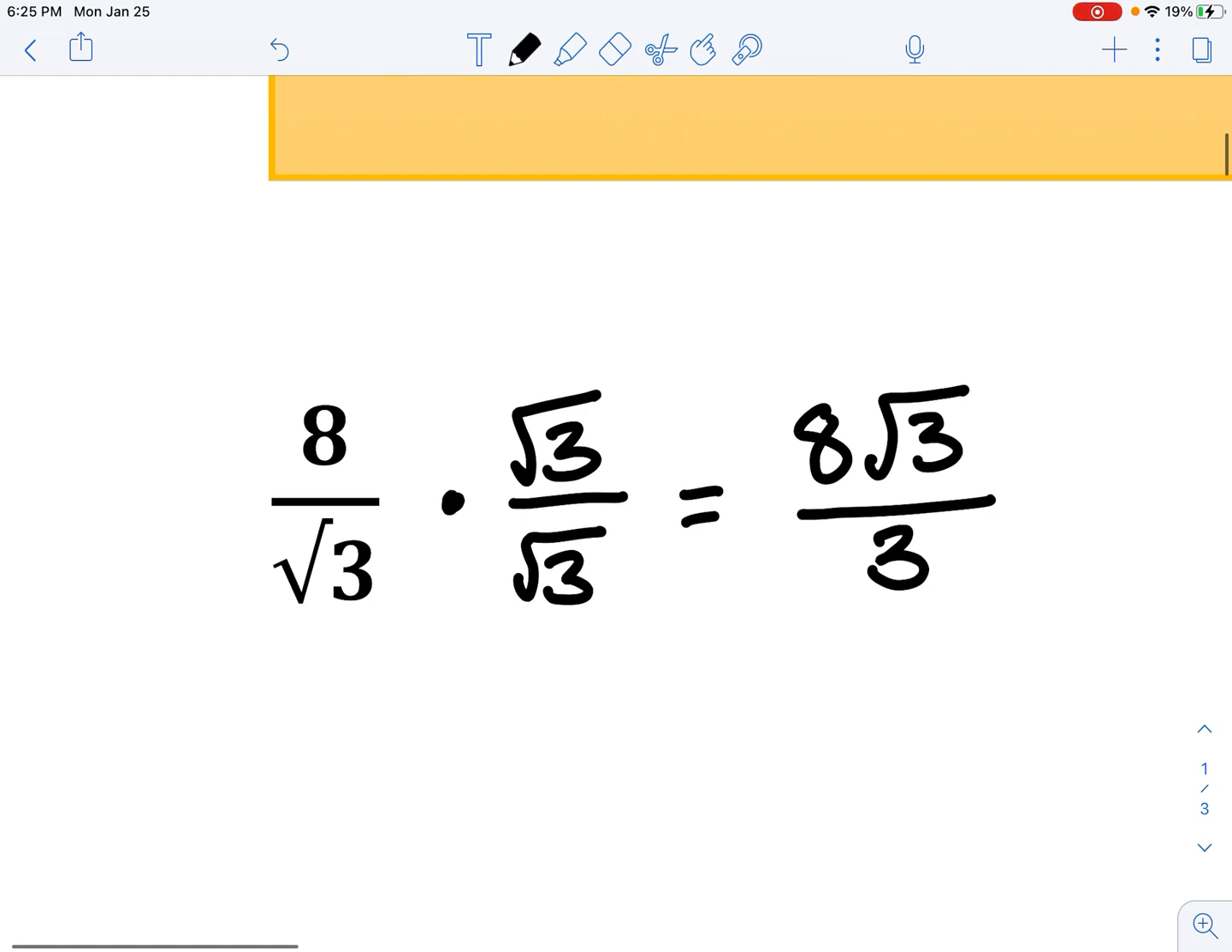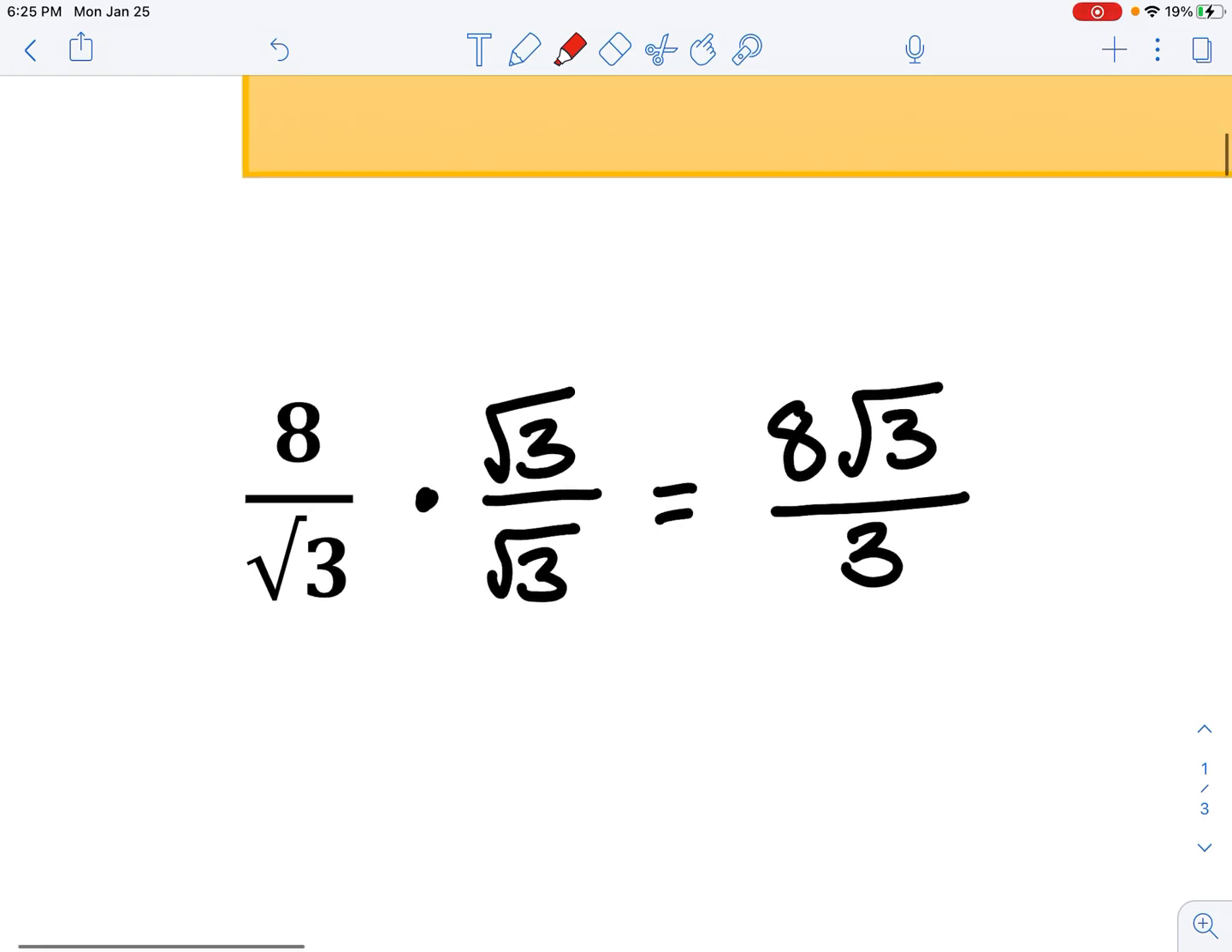I started with 8 divided by the square root of 3. I needed to rationalize my denominator to get that square root out of the bottom. So what I did was I multiplied it by the square root of 3 over the square root of 3, which again is the same thing as 1, because if you divide anything by itself, it's 1, so it's not really changing our number at all. It's just multiplying by 1.